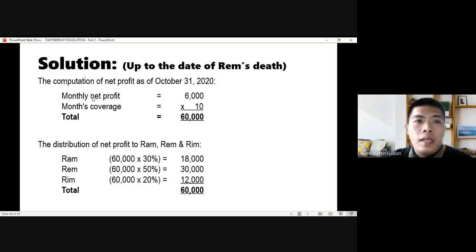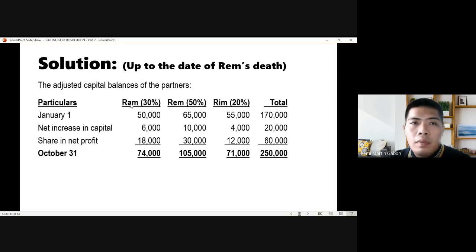Okay? Then computation of the net profit as of October 31, 2020: monthly profit of 6,000 times the month coverage of 10 months, so 60,000. So adjust again RAM, REM, and RIM's capital for the respective share: 18,000 for RAM, 30,000 for REM, and 12,000 for RIM. So adjust the capital balances up to the date of REM's death: for RAM, 74,000, for REM, 105,000, and for RIM, 71,000. Then this 105,000 will be reclassified into a liability account.